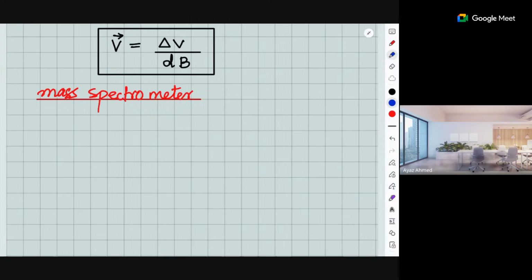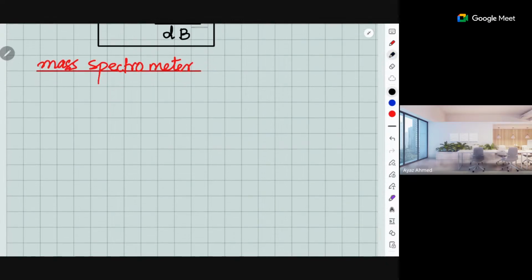Right? So the mass spectrometer is basically an instrument which is used to determine the specific charge on charged particles. What is its main purpose? It is used to find the charge to mass ratio, Q by M, the specific charge of the charged particles. Got it?